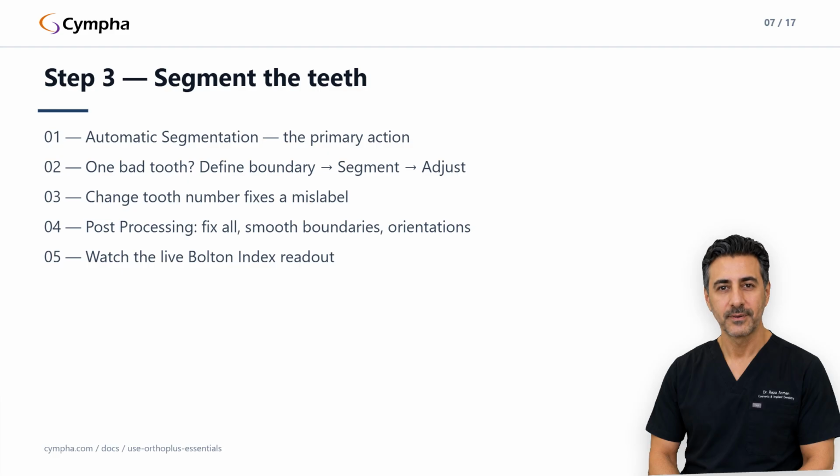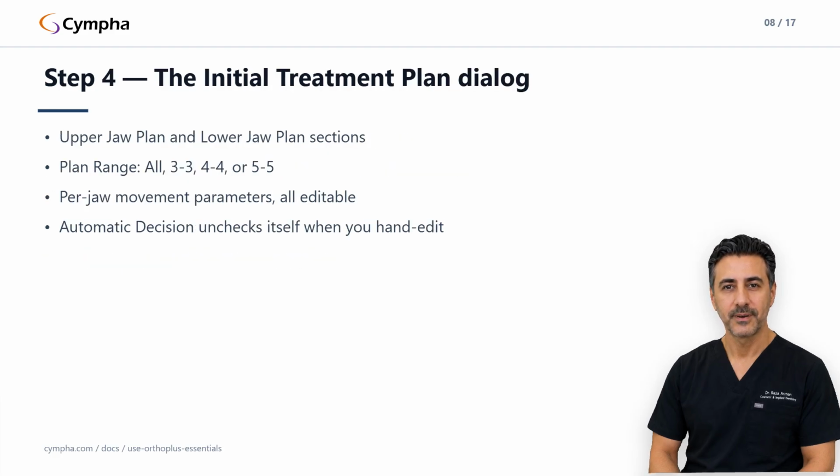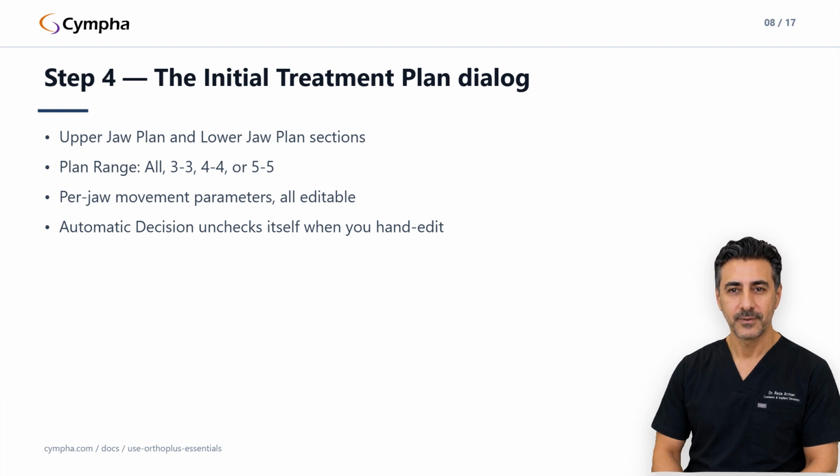Step 4 begins in the initial treatment plan dialog, where the plan parameters live, split into an upper jaw plan and a lower jaw plan section. Plan range has exactly 4 options. All, 3 to 3, 4 to 4, 5 to 5. Sometimes it makes more sense to allow moving all the teeth. Sometimes it's better to move just some.